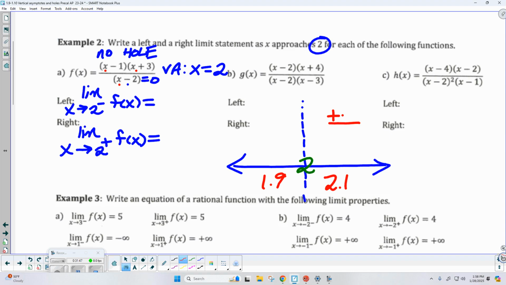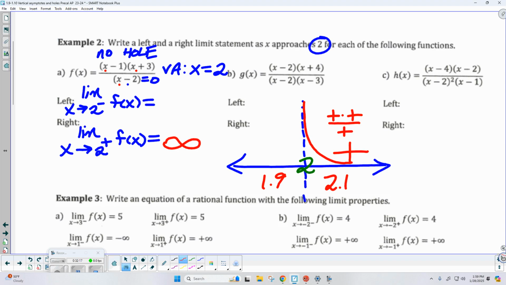Okay. What about 2.1 plus 3? That's what? Positive. And 2.1 minus 2? That's a positive. So this is a positive interval. What this means is that when I look at the graph, on the right side, at some point, it's going to want to curve up towards positive infinity on the right side. So that means for this limit statement, I'm going to put positive infinity.